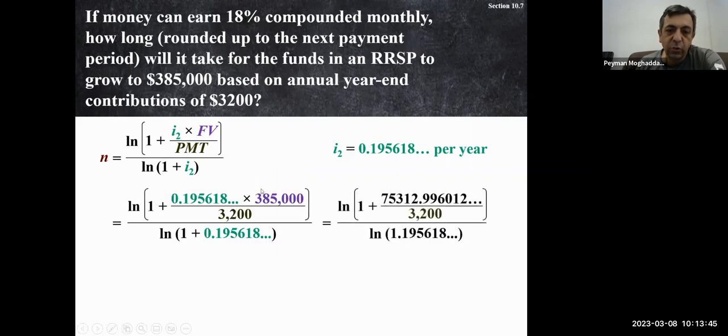So let's do it together here actually. Okay, ln of 1 plus I2 multiplied by FV divided by PMT, over ln of 1 plus I2. Okay, so let's do this together. First of all, we need to find the most interior part, so I2 times FV divided by PMT.